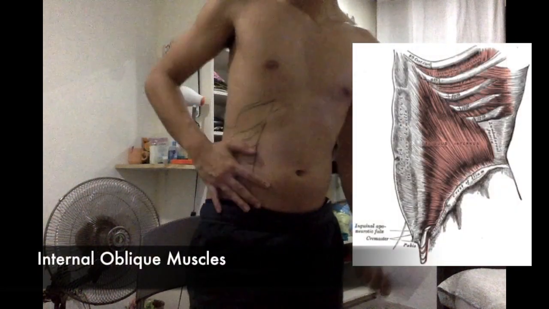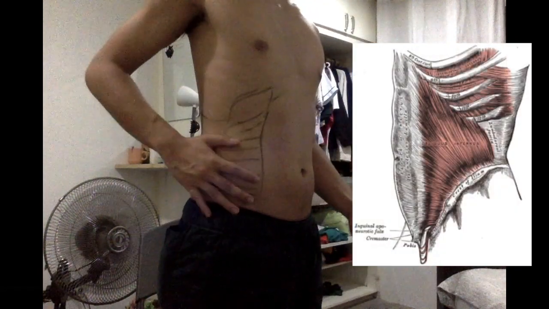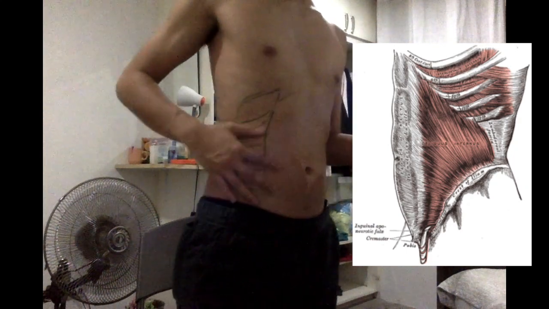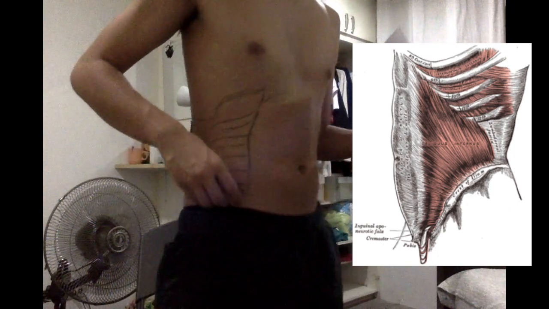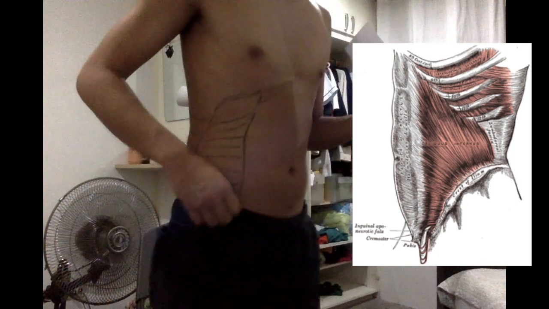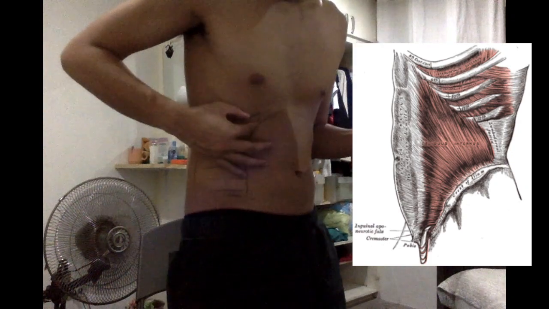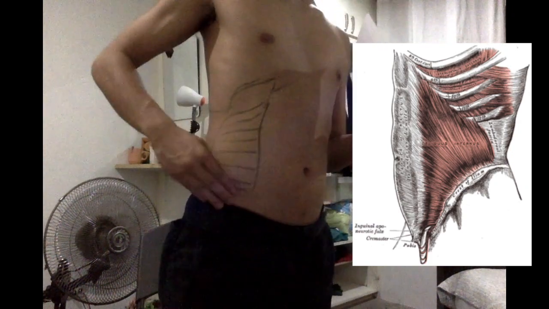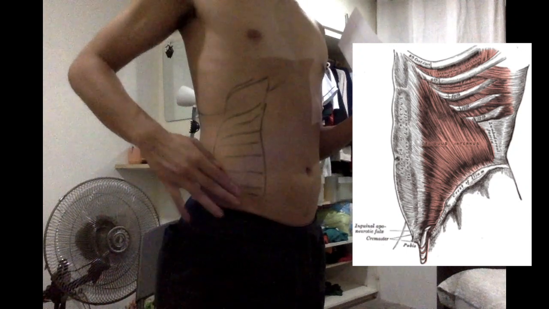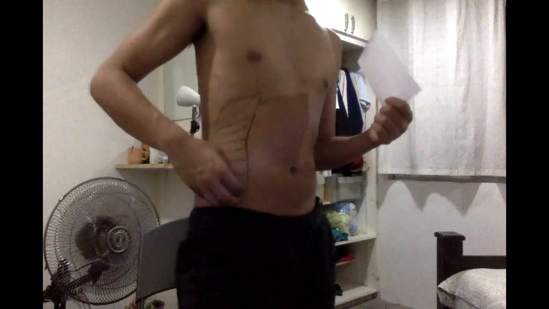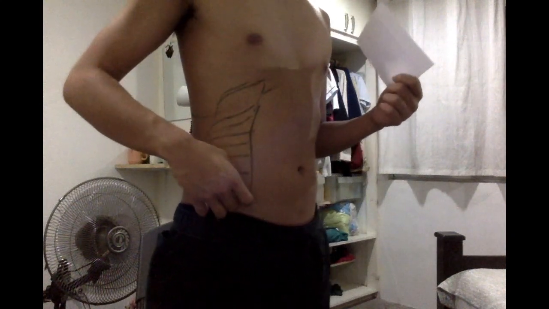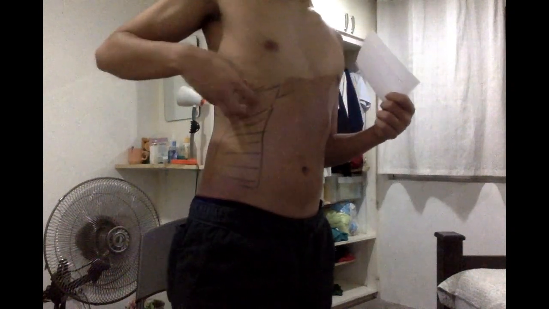Next naman, we have the internal abdominal oblique muscles. So, nandito rin siya, pero it's deeper compared to the external oblique muscles. Its origins in the ligament, inguinal ligament, iliac crest, and lumbodorsal fascia. So, dito siya, around this area. And then yung insertion niya, lower 3 ribs, 10 through 12, and the abdominal aponeurosis of the linea alba. So, dito banda. Yung sa ribs.